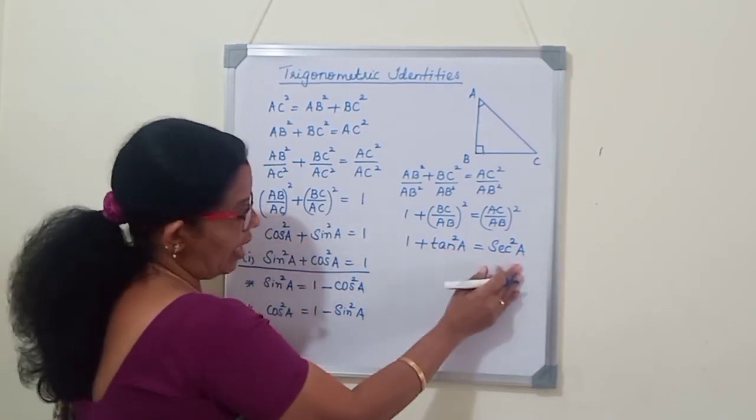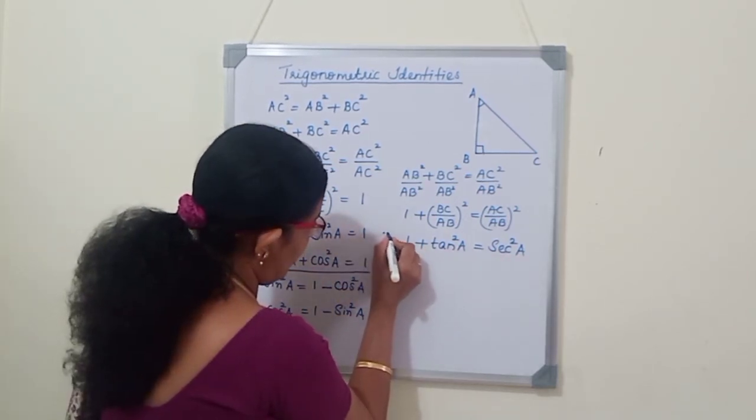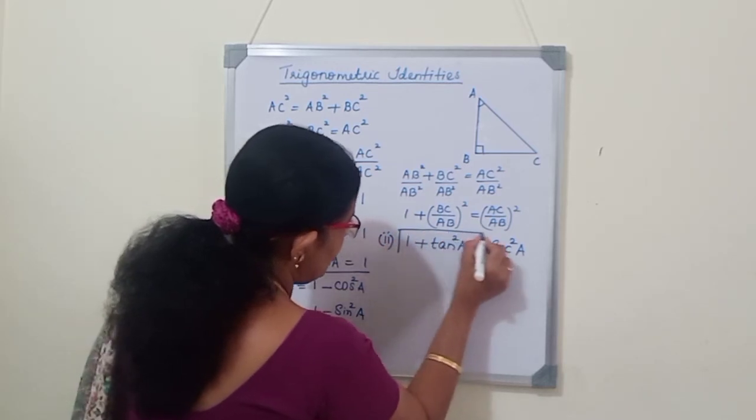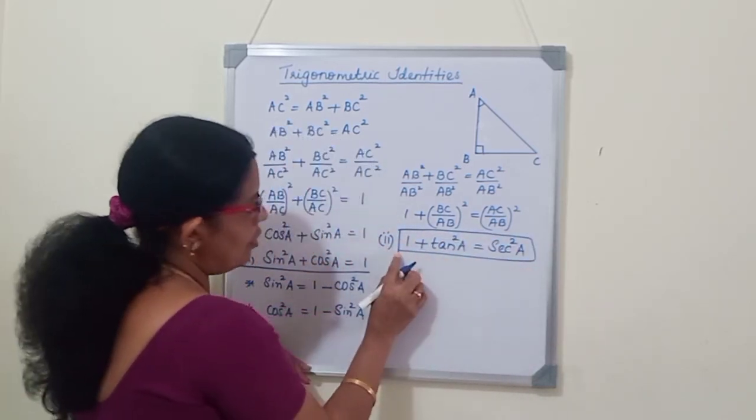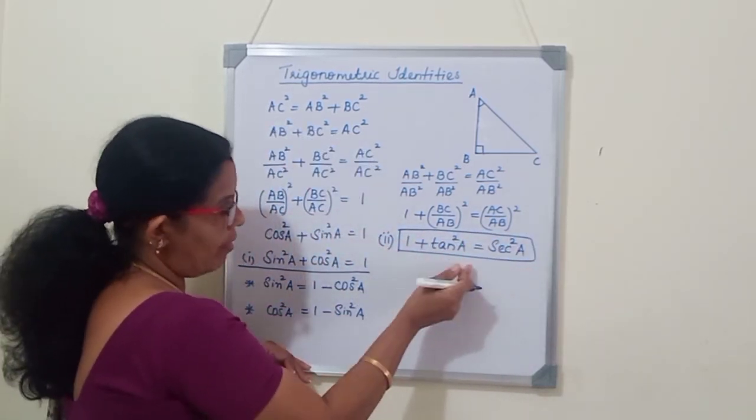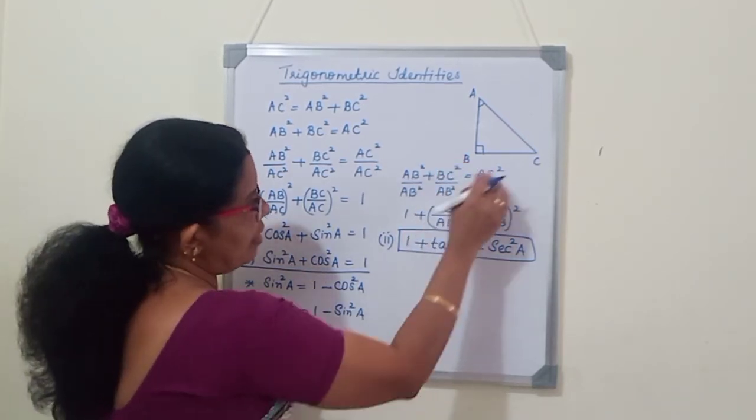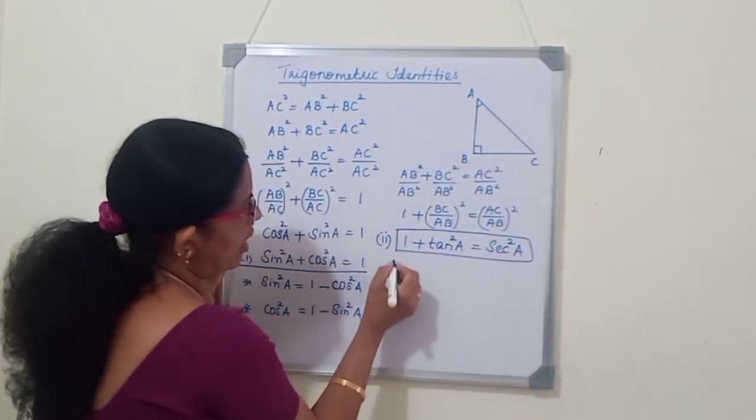From this we can write two more formulas. This is the second identity, and from this we can derive two more formulas that I will do later. Let me complete the third identity first. Now we will see the third identity.